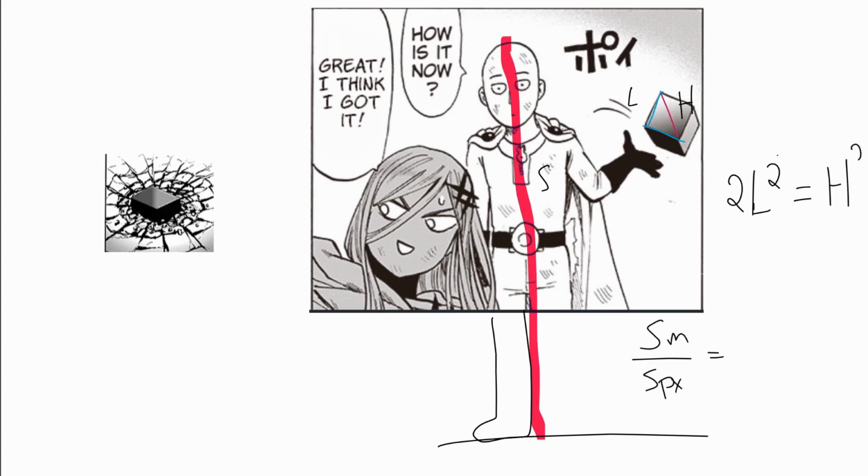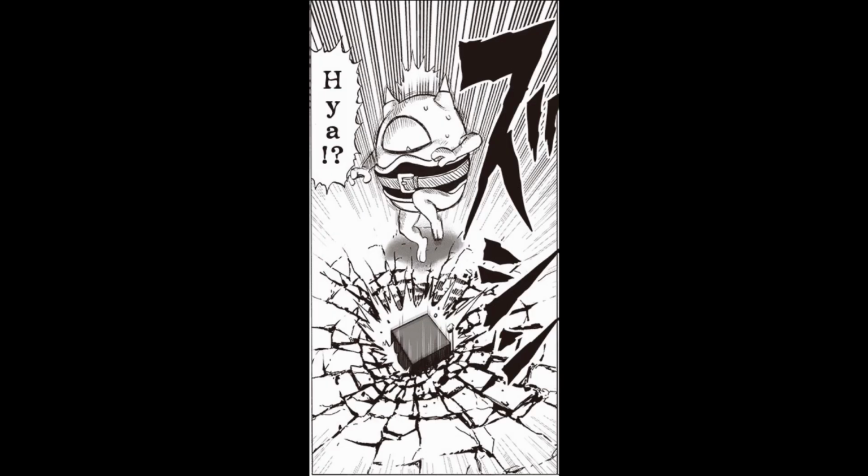We can now pixel scale by comparing Saitama's height to the hypotenuse of the cube. We then use the Pythagorean theorem to get a side length of 0.14 meters. To initiate our density calculations for the cube, we notice the cube crushes the ground, which we assume to be granite.